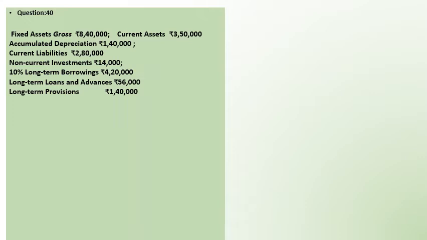Question number 40. Fixed assets, we have gross is given 8,40,000, current assets is given 3,50,000, accumulated depreciation 1,40,000, current liability is given 3 lakh, current liability 2,80,000, non-current assets is given 14 lakhs, and 10% long-term borrowings, that is given 4,20,000, long-term loans and advance is given 56,000. You have to remember this line because it is an asset. So this part you have to remember, and long-term provision is given 1,40,000. So now based on that we will solve this question.